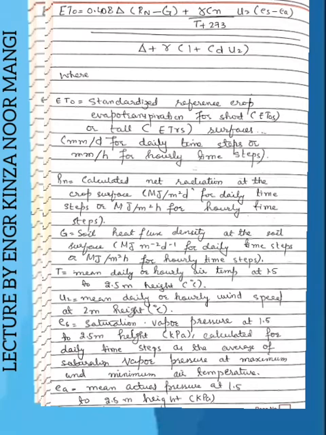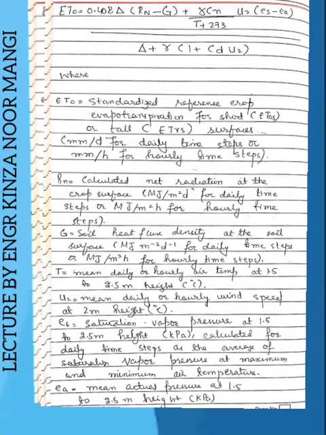ET naught is the standard reference crop evapotranspiration. For short surfaces it is denoted by S, and for tall surfaces it is denoted by T, and the unit is millimeter per day for daily time steps, or millimeter per hour for hourly time steps. Second is Rn, the calculated net radiation at the crop surface, in megajoule per meter square per day for daily time steps, or per hour for hourly time steps.